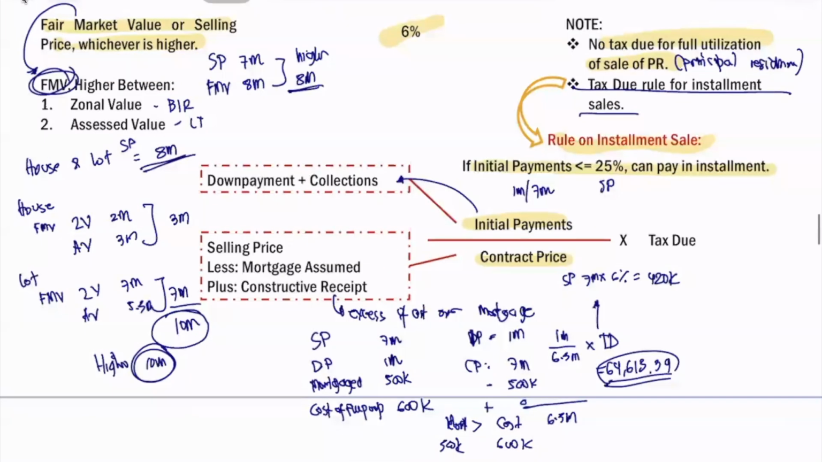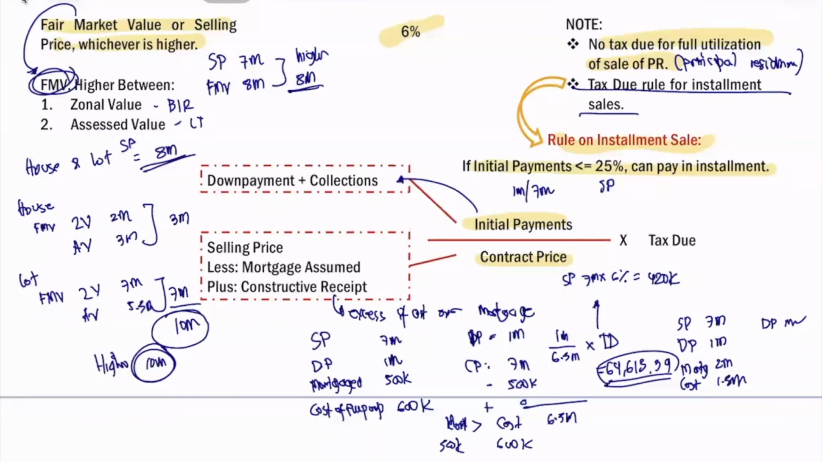Another example is still our selling price is 7 million. The down payment is 1 million. The mortgage, let's say, is 2 million, but the cost is only 1.5 million. So first, our down payment, we learned that it is 1 million.